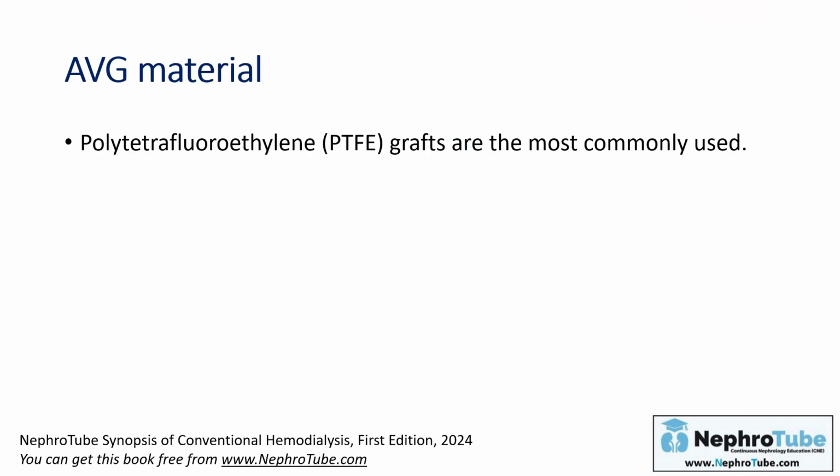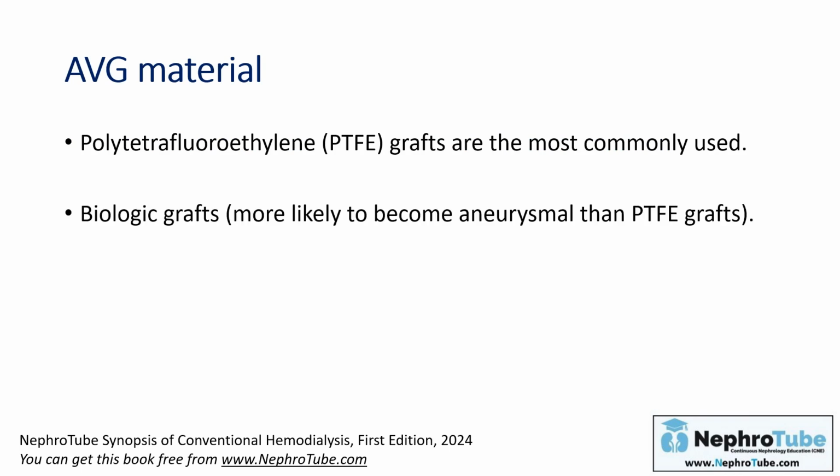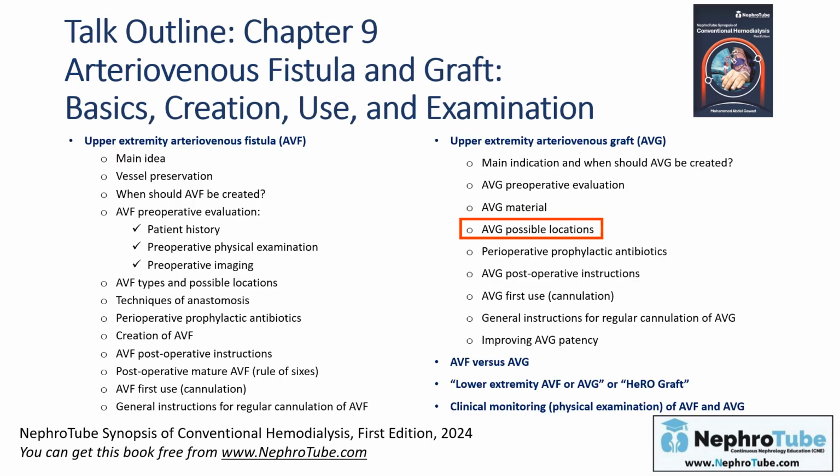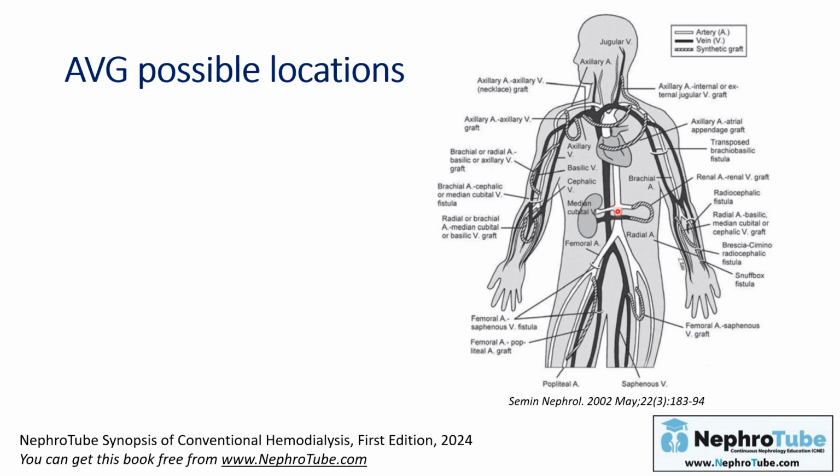The most commonly used material is the PTFE material. There are biological grafts, but actually the aneurysm in these grafts is very common than the PTFE grafts. There are other grafts than PTFE grafts, but actually they showed no extra benefit over the most commonly used PTFE graft. Regarding the possible locations of AV graft, a lot of possible locations are available for AV graft.